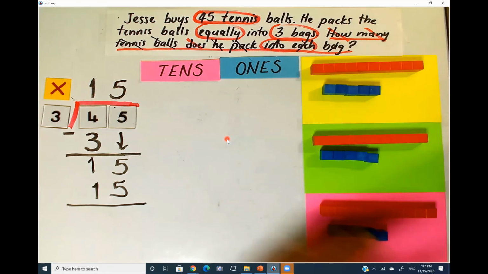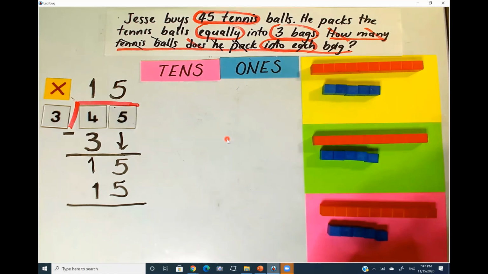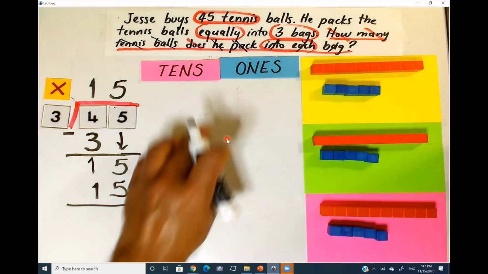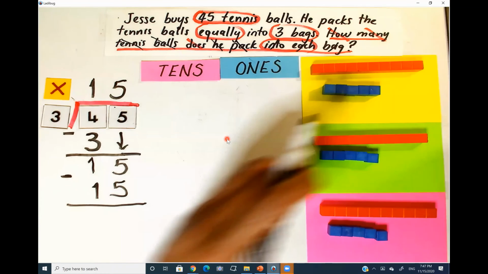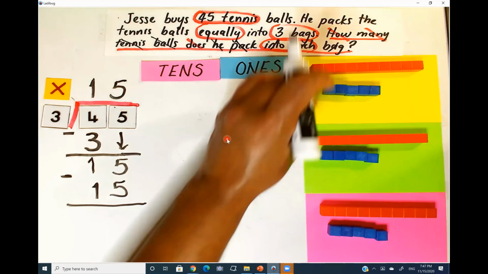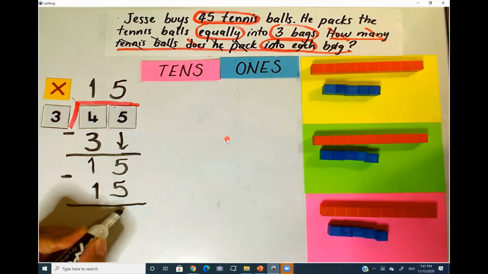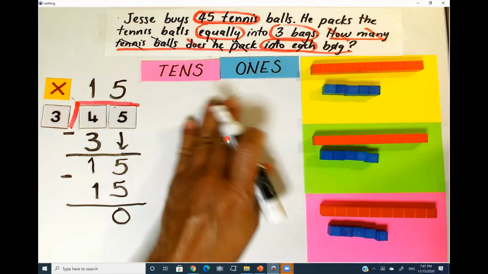So if you notice, I have 0. That's why we subtract, because we had 15 first, and then when I do groups of 5, I distribute all of them, 5, 10, and 15, so I have 0 left. If you notice, there's nothing left here.